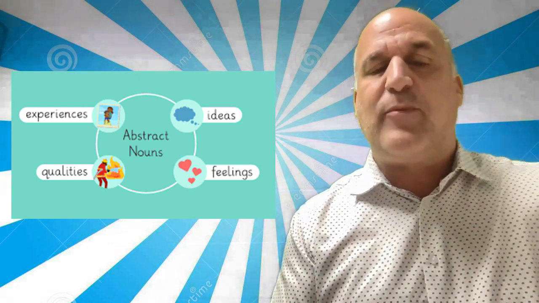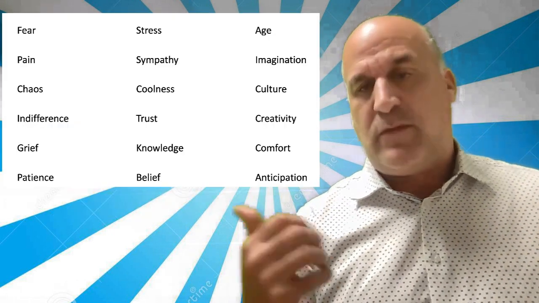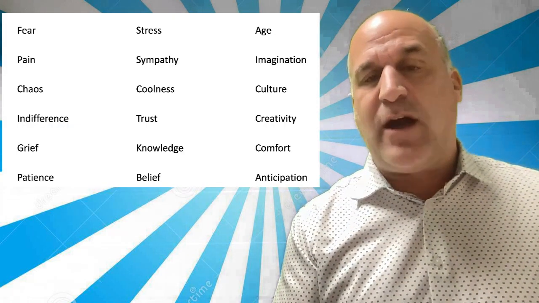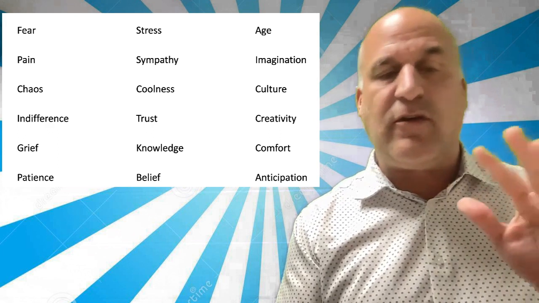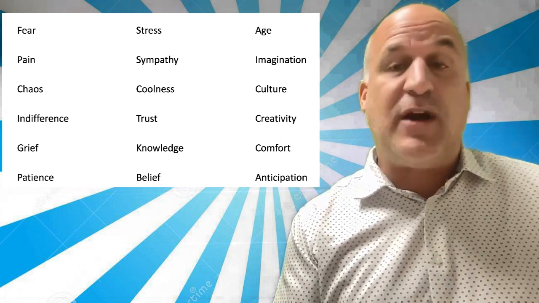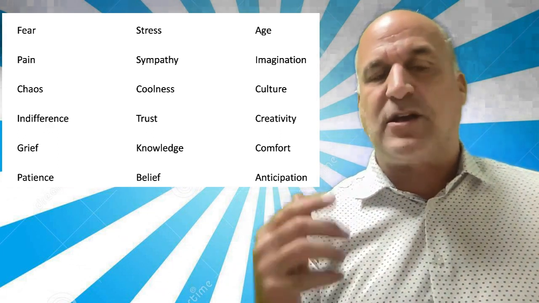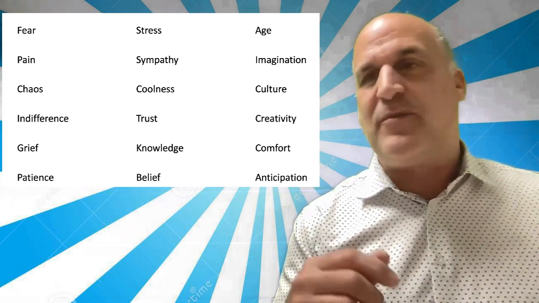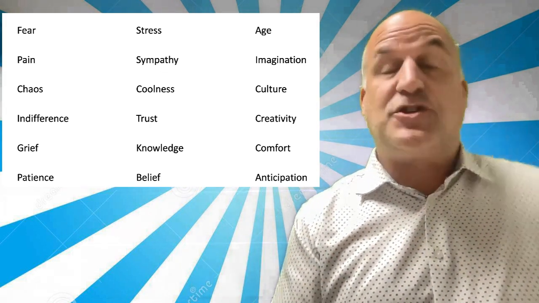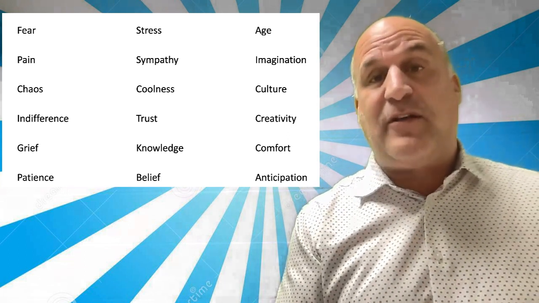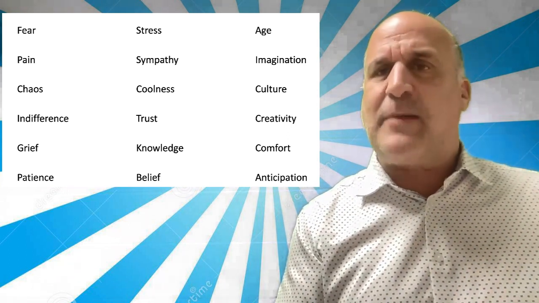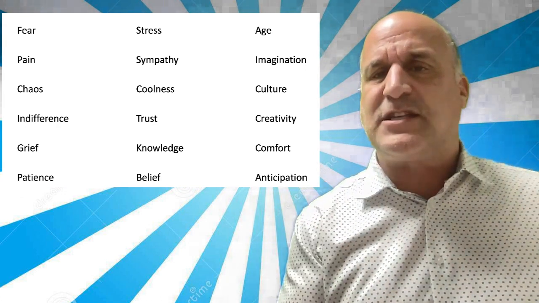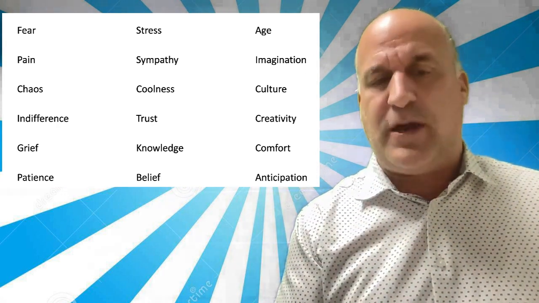So here's an example of some more abstract nouns that you can take a look at. And you see there are really interesting ones in here, like trust. So how does that go from abstract to concrete? Indifference, which is not caring about something. How does that go from abstract to concrete? Stress, which we might experience all the time, but how do we take that from the abstract to the concrete? How does it manifest itself? How does it become concrete?